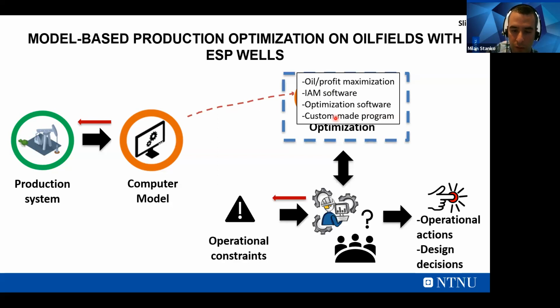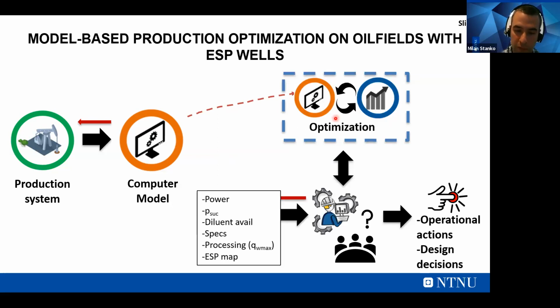So typical operational constraints are, for example, the power capacity you have, whether you have a generator or are using the power grid, and the suction pressure. Also, for example, you don't want vapor liberation from the oil. There is the diluent availability: diluent costs money, and you typically have some storage of diluent that you don't want to use more than you need. There are also the specs of the oil, if you want to reach a certain viscosity or certain degree so you can sell it at a better price.